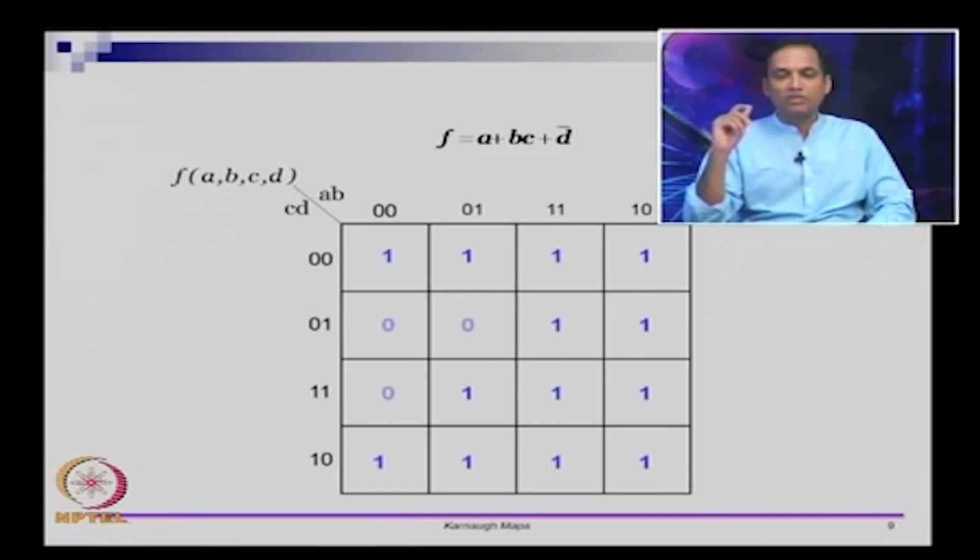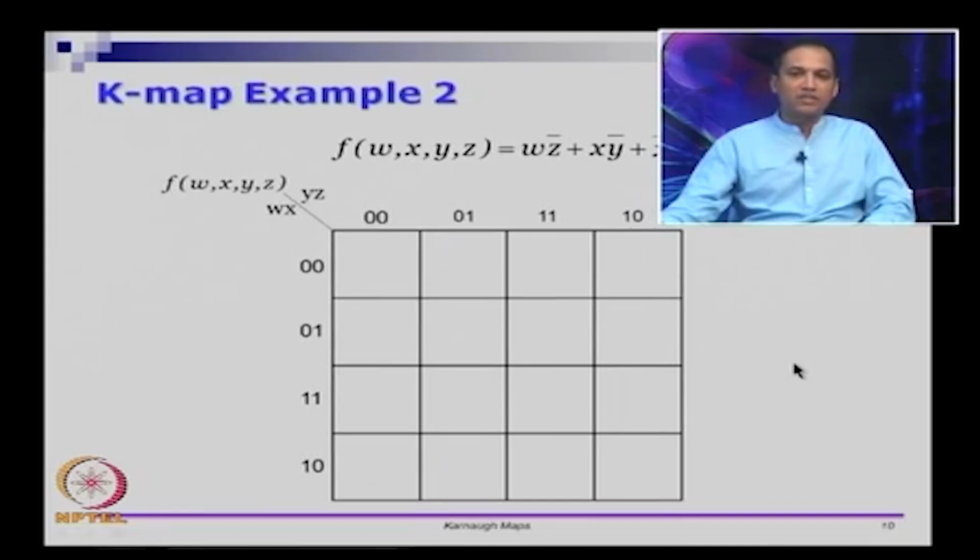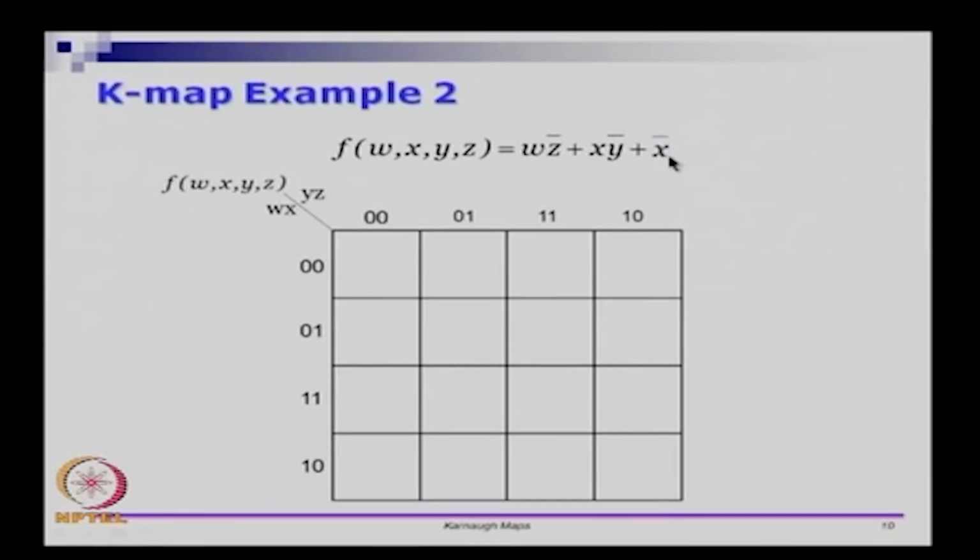However, in a K-map, the ones and zeros are actually embedded inside a square or a rectangle like this. So in this case, we have to pick the ordering of the inputs, and based on that we put the min terms correspondingly. Let us look at another example here: wz bar plus xy bar plus x bar. Let us say that is the thing that we want to capture.